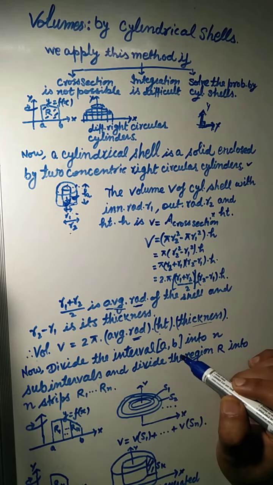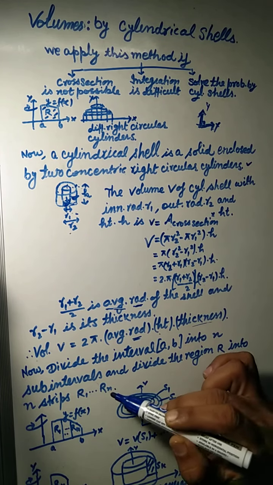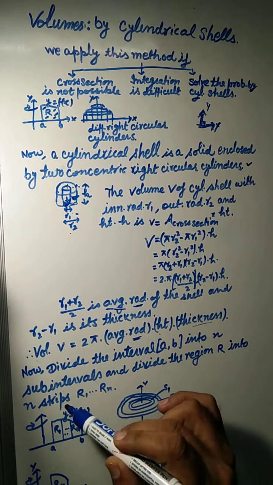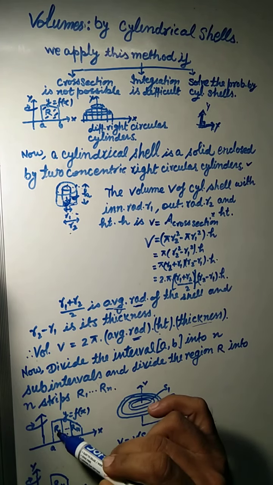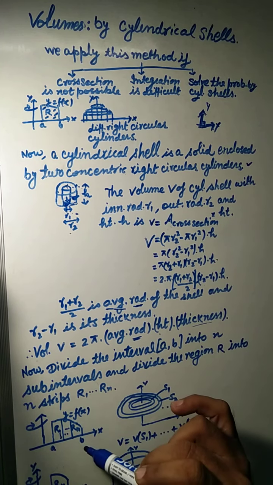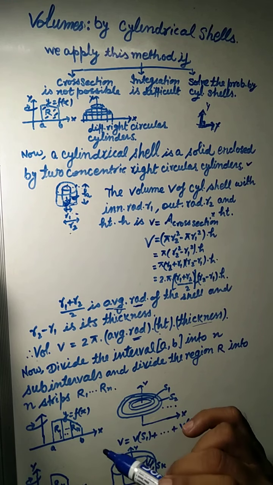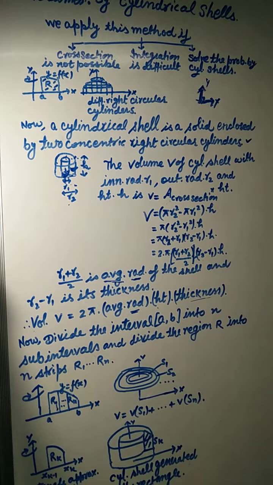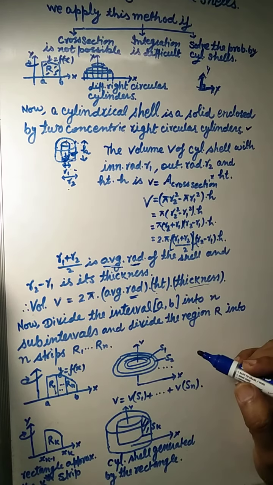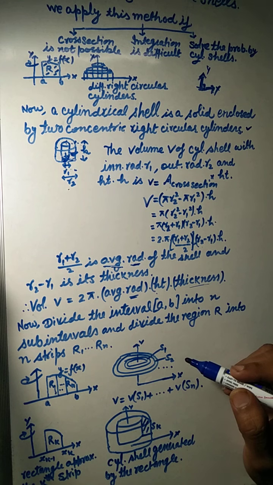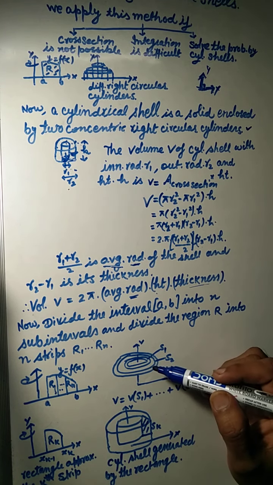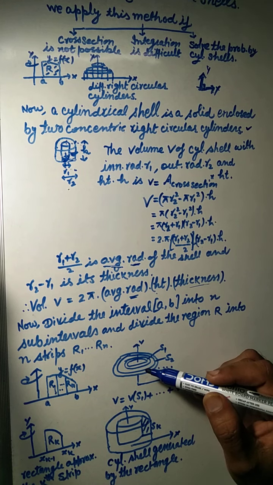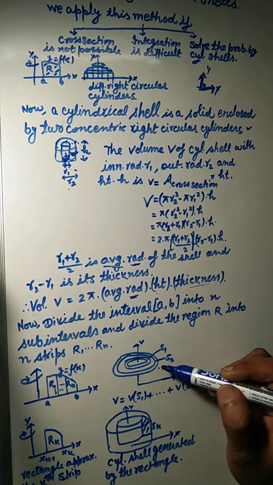Now if we divide the interval [a, b] into n sub-intervals and divide the region R into n strips like this one, R1, this is R2 and Rn, into n strips and revolve about the y-axis, then we will obtain different right circular cylinders. Like in this one.